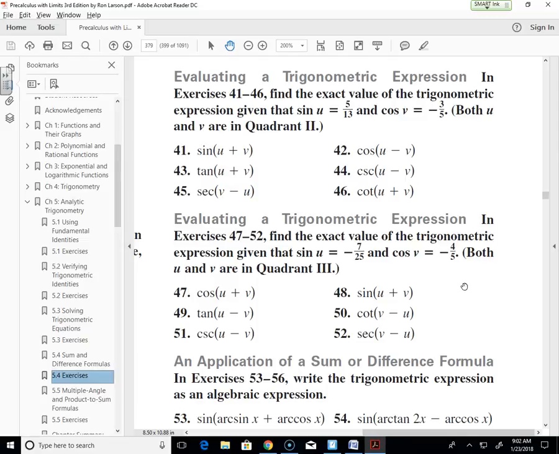Now, on all of these, look, 41 through 52. Don't they all have formulas that go with them? They all have formulas that go with them. So here's the dilemma. Even though we have a formula for, say, 41, which, hey, let's practice our formulas. What's sine of u plus v?